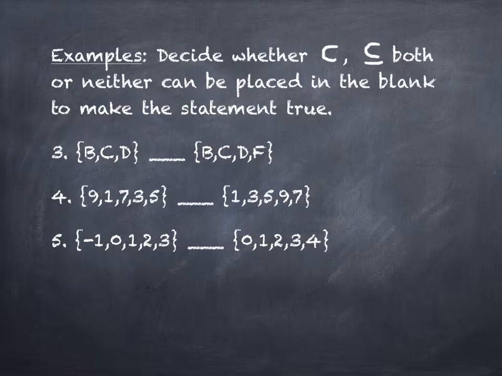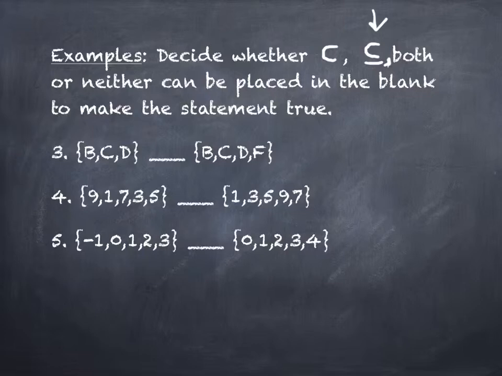Let's explore this a little bit more and take a look. We're supposed to decide whether the proper subset, the subset, both, or neither of these should go in each blank. So the first one that we're supposed to look at has the set BCD on the left and the set BCDF on the right. So the first question to ask yourself is, the BCD on the left, are those elements of the set on the right? And the answer is yes. What that's telling you then is that it is a subset. So the first notation for sure that can be used is the subset notation.